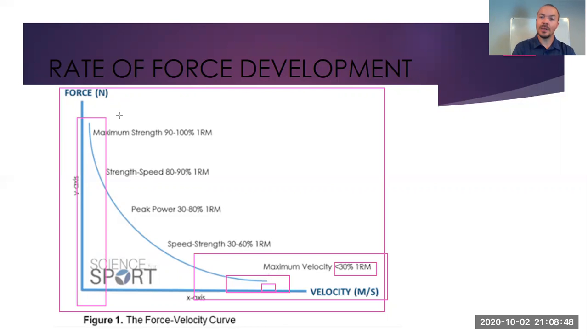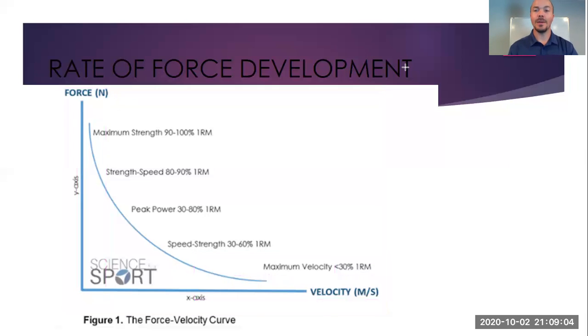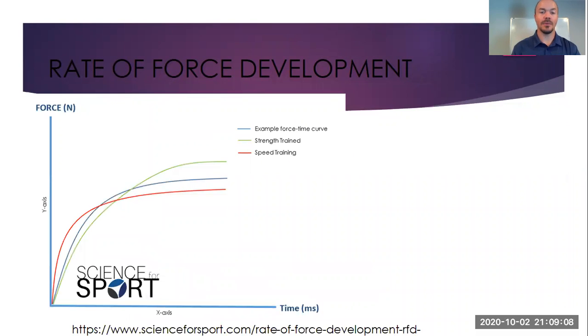And the goal there is that if we get stronger, we will be able to produce more force in a shorter time. But we don't always have to improve our rate of force development via maximal strength training. We can do other things. We can do speed training. We could actually go very light and just hone in and work on getting our muscles firing and training in that way.